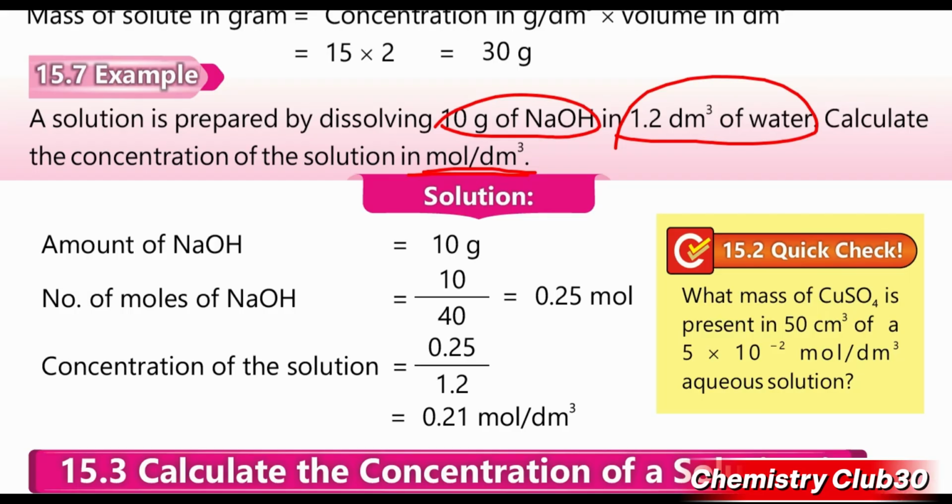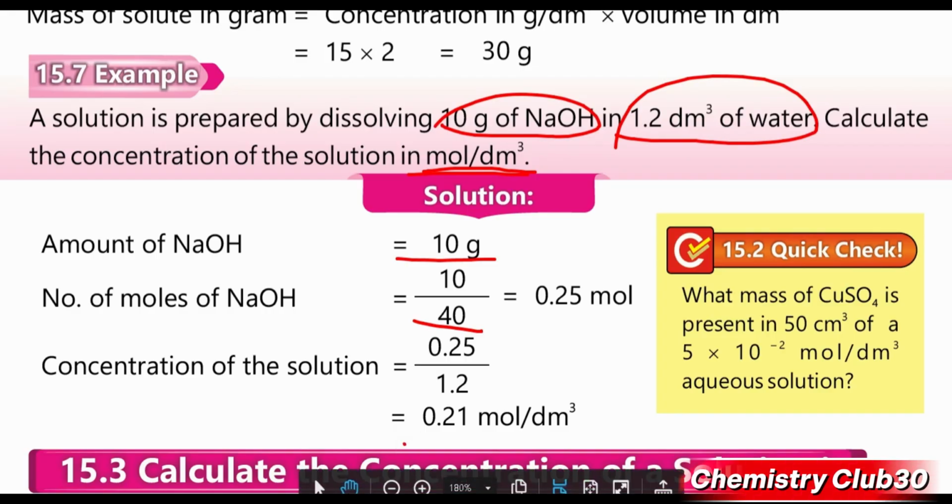So the amount of sodium hydroxide is 10 gram. Number of moles is equal to mass over molar mass. The molar mass of sodium hydroxide is 40, and the answer here is 0.25 moles. Concentration of solution is moles divided by volume of the solution. So in this case, 0.25 divided by 1.2, and the answer will be 0.21 mole per dm cube.